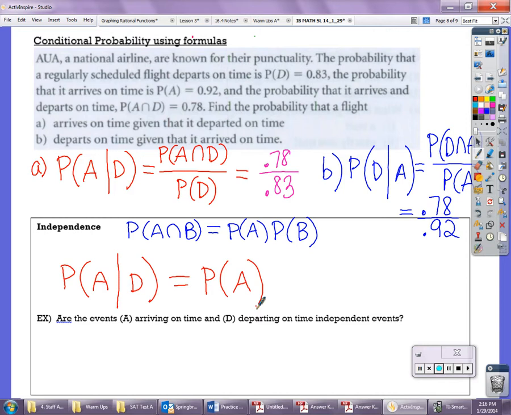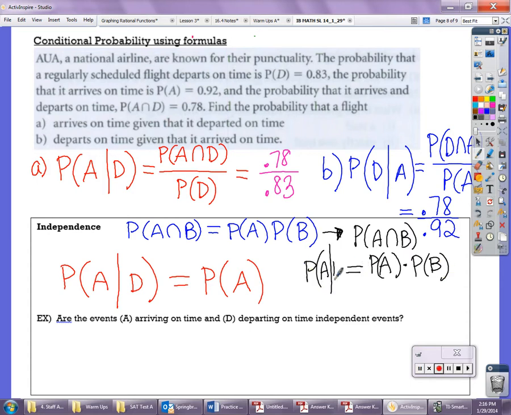And there is a little mini proof that goes along with it. If events are independent, then the probability of A intersection B is the probability of A times the probability of B. So I'm going to add into the front of this that the probability of A occurring with B already occurring would be the union divided by the probability of B, which cancels. So that's the mini proof.